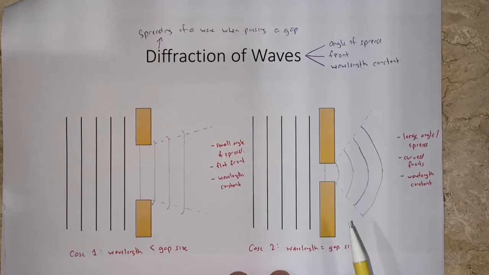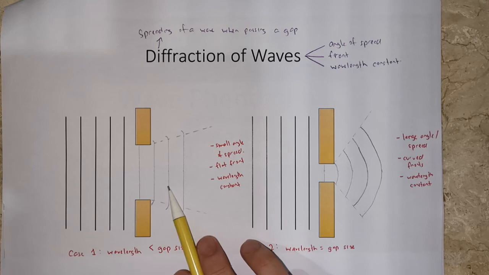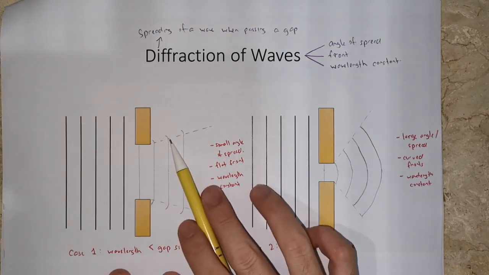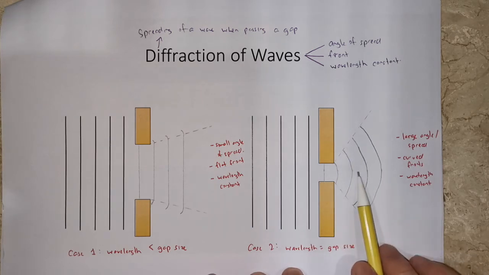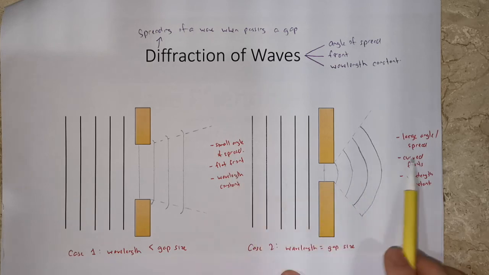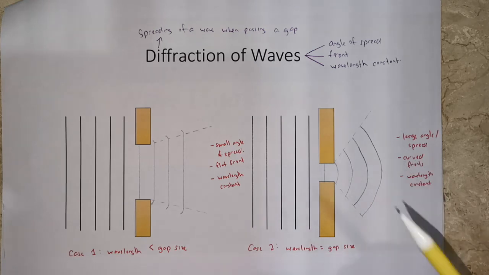Again, we've got two cases. Where wavelength is a lot smaller than gap size, we get flat wavefronts in the front with slight spreading at the sides. Whereas in case number 2, where wavelength is equal to gap size, they look like Wi-Fi signals. So these are the three aspects that we're looking for when you're drawing wavefronts of waves undergoing diffraction.